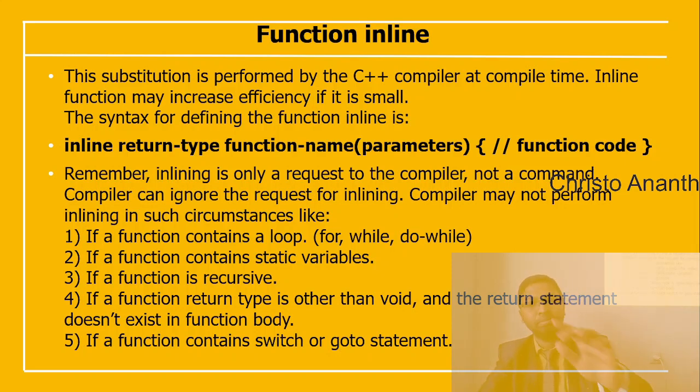The compiler may not perform the inlining if the function contains a loop, maybe a for loop, while loop, or do while loop, if the function contains static variables, if the function is recursive, if the function return type is other than void, or the return statement does not exist in the function body, or if the function contains a switch statement or goto statement. Then the compiler will not perform the inlining operation.